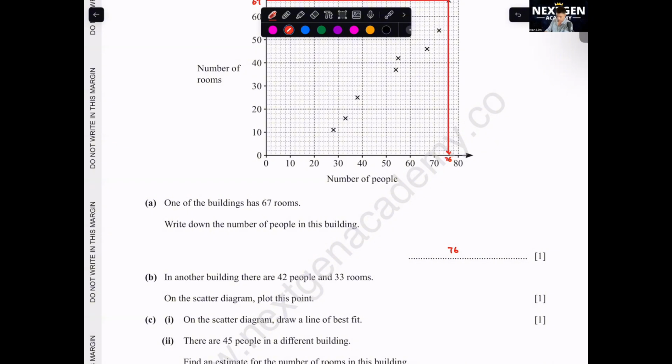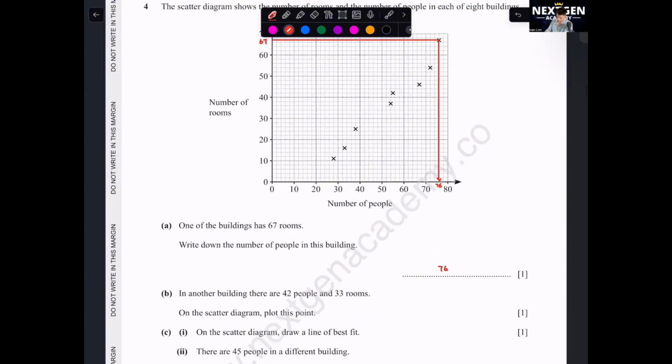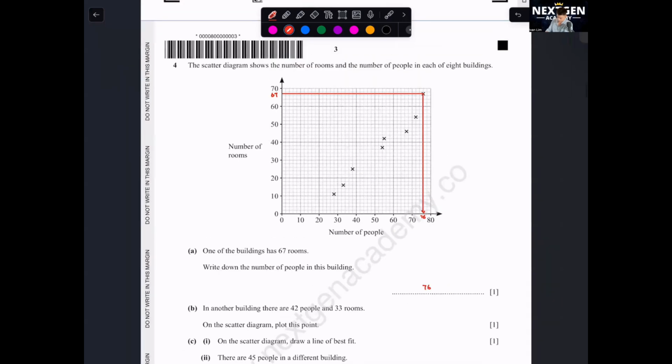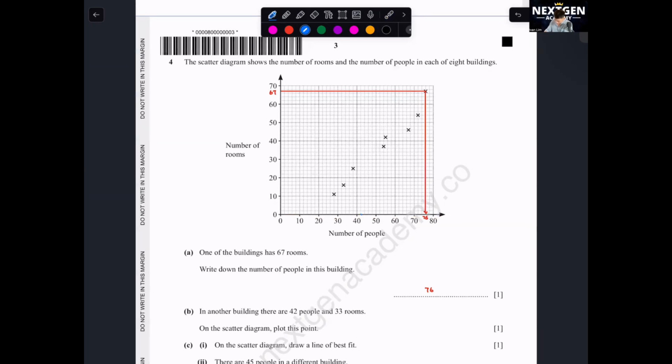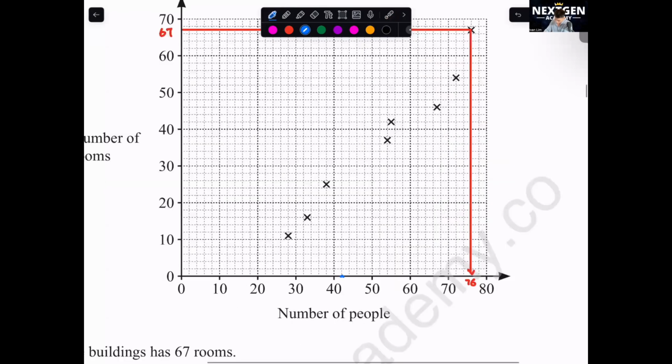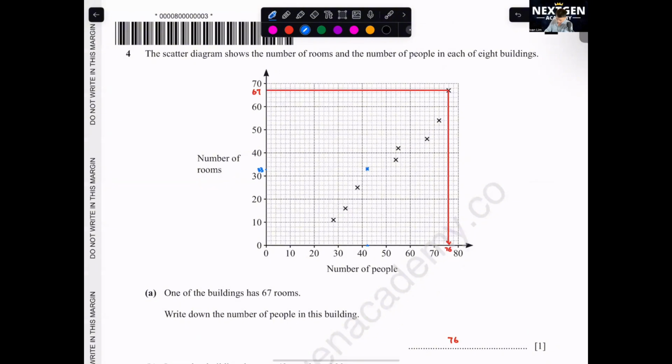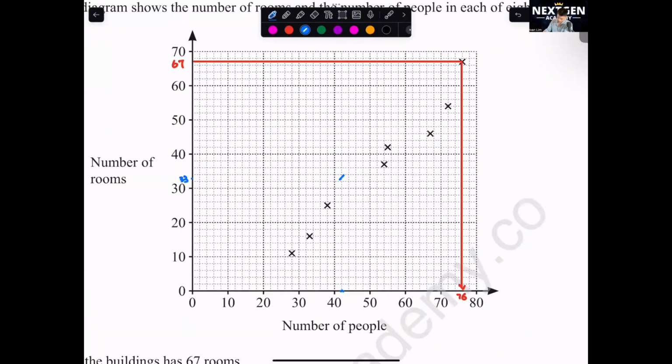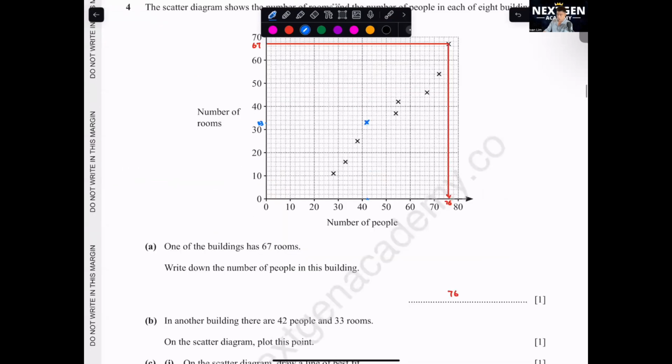Okay. B, in another building, there are 42 people and 33 rooms. On the scatter diagram, plot this point. Okay, 42 people on the x-axis. So where is 42? Over here. Okay, I'm gonna put this in blue color. Okay, 42 and 33. Where is 33? 32, then the middle. So this will be the point. Okay, this is the 33 over here. We put it a bit bigger so I can see clearer. Like that.